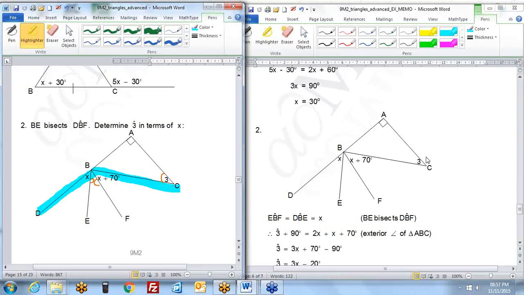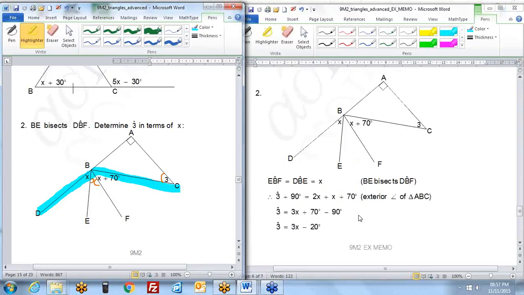And then you're going to say angle 3 plus 90 degrees equals 2x plus x plus 70, because it's the exterior angle of triangle ABC. Then you make sure you have angle 3 left on the left hand side of the equal sign, because they want you to determine angle 3. Therefore, the one that you always need to determine needs to be on the left hand side alone eventually. So therefore we subtract the 90 degrees on the left hand side, and we also have to do it on the right hand side, and then you get angle 3 equals 3x minus 20 degrees.